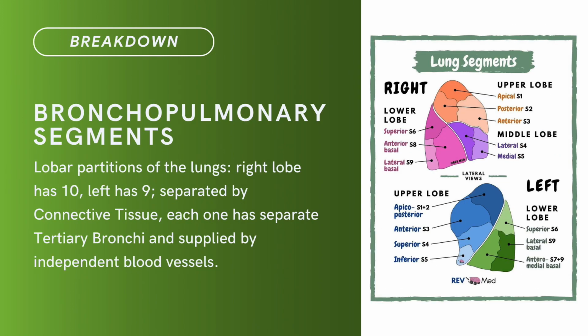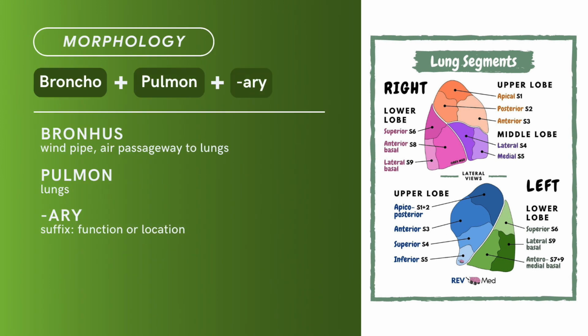Compound term, bronchopulmonary segments. Brief definition, lobar partitions of the lungs. Right lobe has 10, left has 9. Separated by connective tissue, each one has a separate tertiary bronchus and is supplied by independent blood vessels. Term morphology, compound of broncho plus pulmon plus ary. Bronchus means windpipe or air passageway to the lungs. Pulmon means lungs. Ary is a suffix denoting function or location. There you have it, compound term, bronchopulmonary segments.